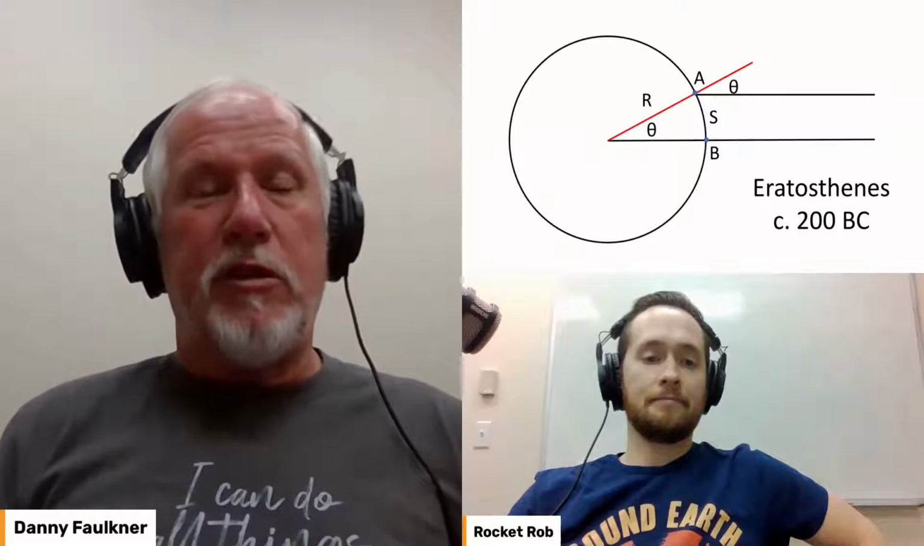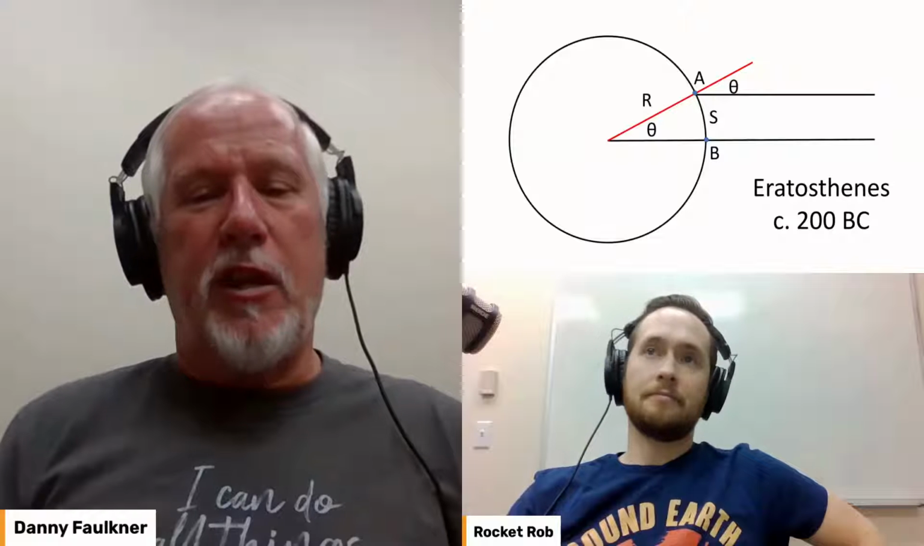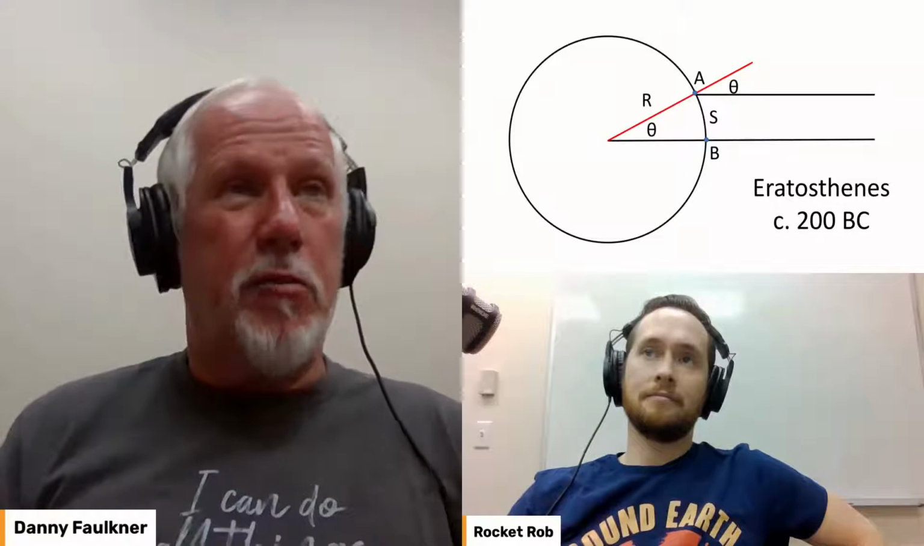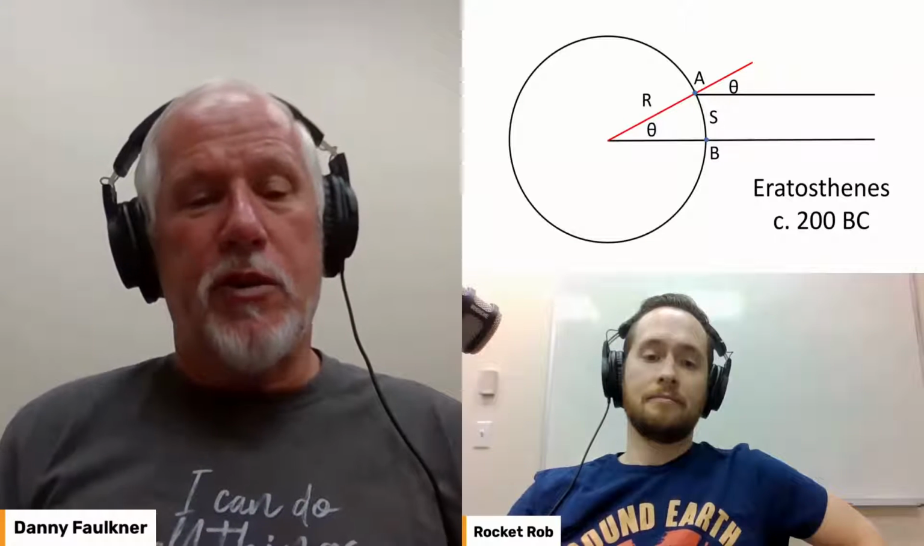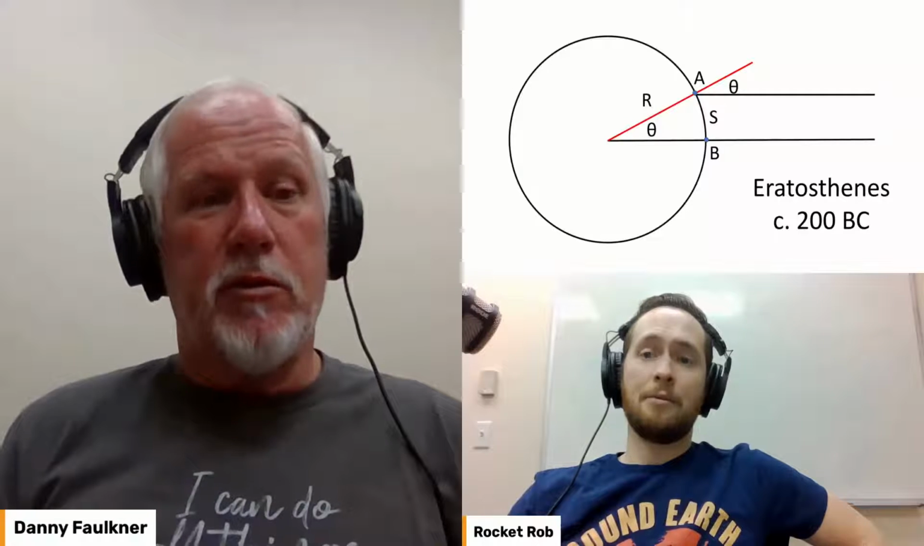So then he took that 50th of a circle, divided it into 60, and he gets the circumference of the Earth divided by 2 pi, and you get the radius. And his value is pretty close to the actual modern value.